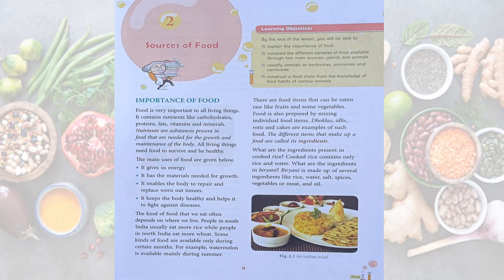And some food can be eaten by mixing individual food items, which we call ingredients. So the different items that make up a food are called its ingredients. Do you know what are the ingredients for making biryani? There is rice, water, salt, spices, meat or vegetables, and oil. So these are called ingredients.